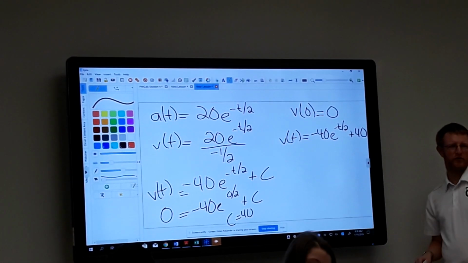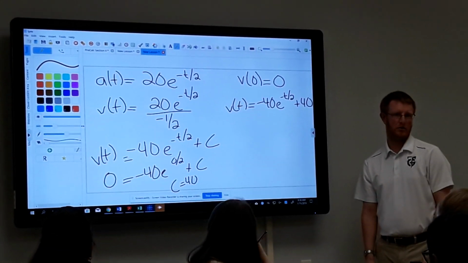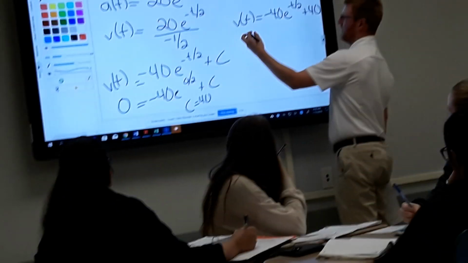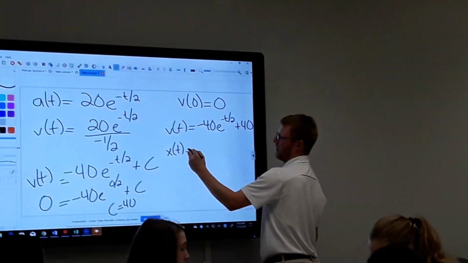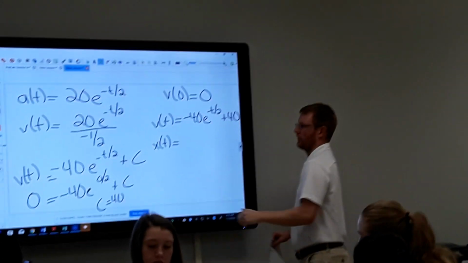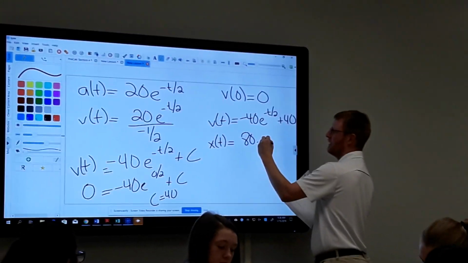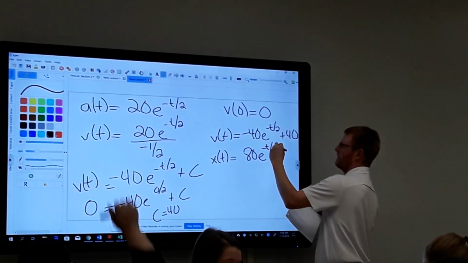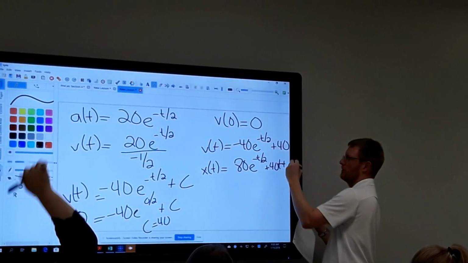Now I can do my position. I just take the antiderivative again of that. So now x of t is the way that they're going to say it. x of t is a position term. So x of t is going to be 80e to the negative t over 2 plus 40t.